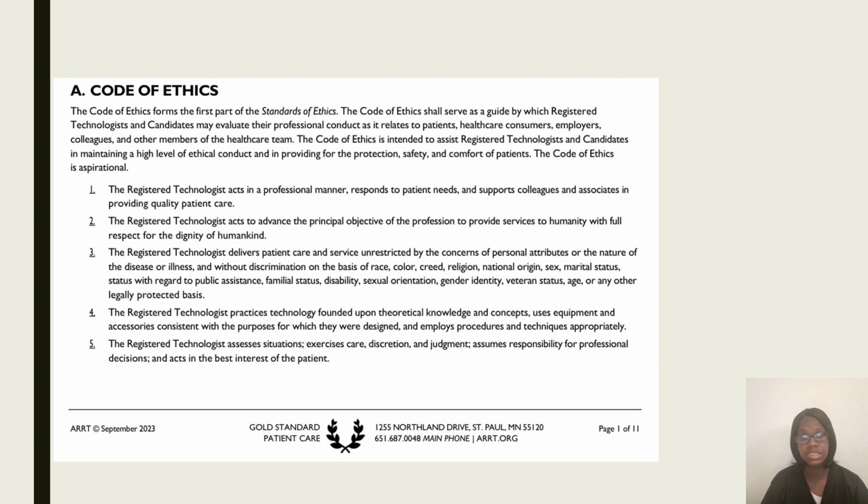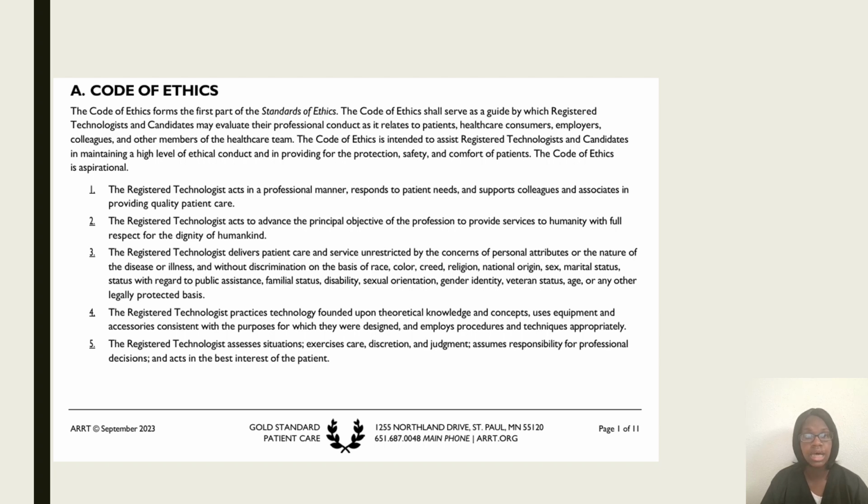As you can see at the bottom, this information is from September of 2023. They do update this a lot, but what I'm reading is from 2023, just in case something comes out for 2024 or 2026. So the codes of ethics are for any radiologic technologist or any registered technologist through ARRT. We are supposed to act in a professional manner whenever we are caring for a patient, whenever we are at work, even when we are not at work, and whenever we are working as a team with coworkers. We have a professional mannerism that we must maintain.